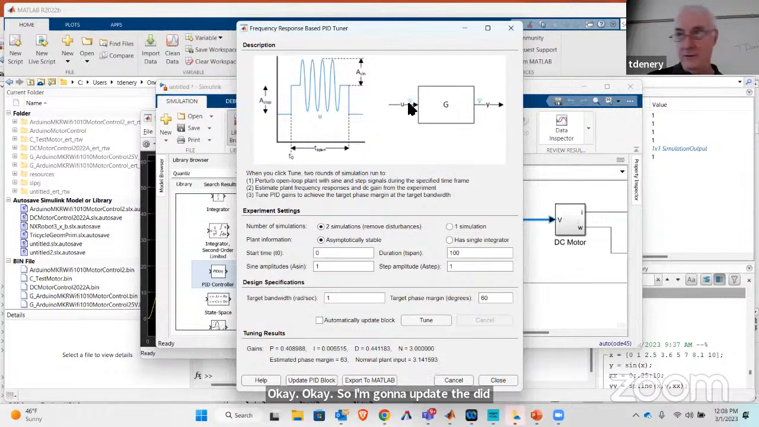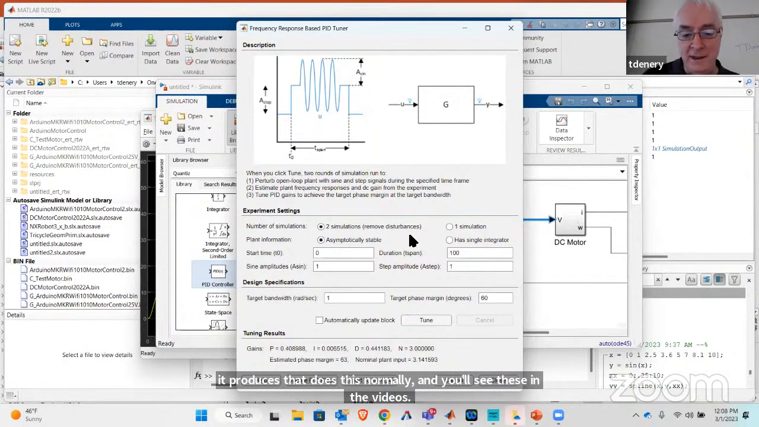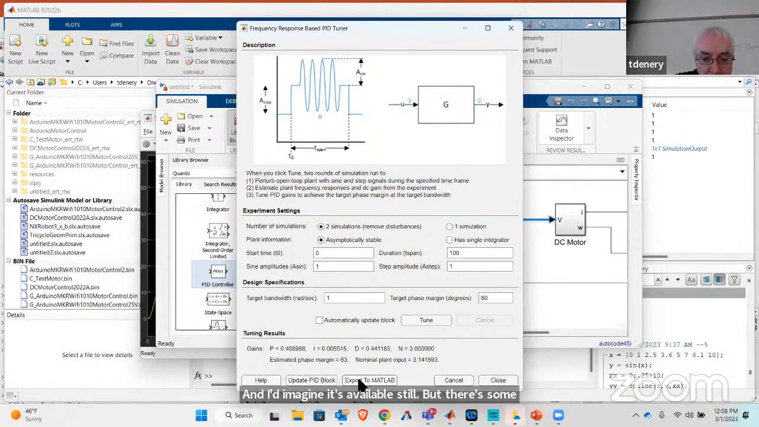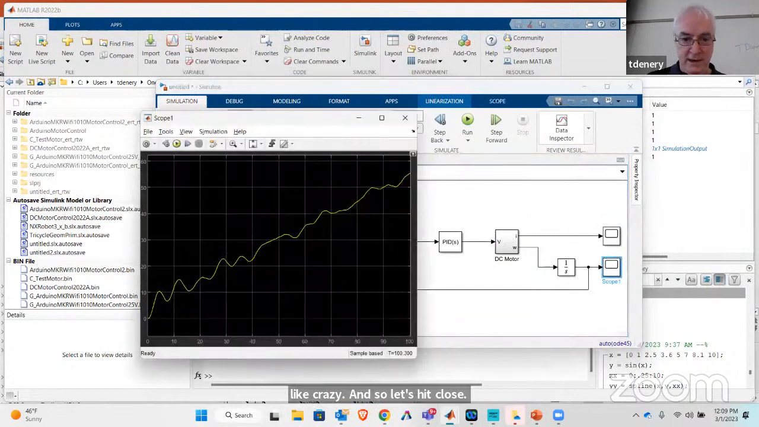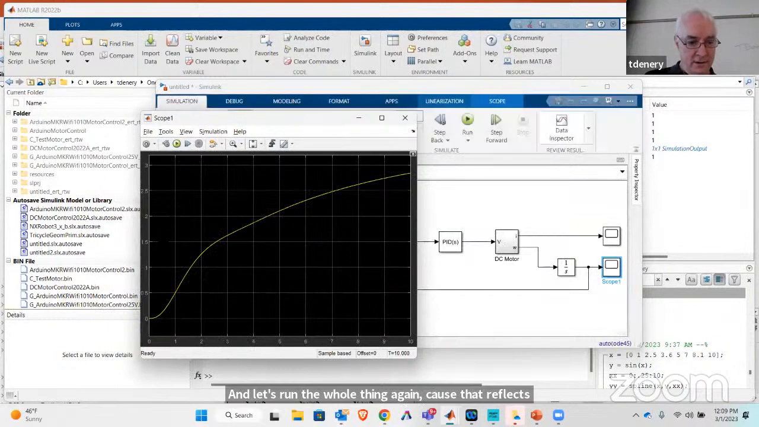What I'm disappointed in is I like the images that it produces. It does this normally, and you'll see these in the videos. I'd imagine it's still available, but there's some sort of update in the tool. But what I want to do is update the PID block, because the last time we ran this, we had a problem: it was oscillating like crazy. All right, let's hit close and run the whole thing again. I'll figure it out.